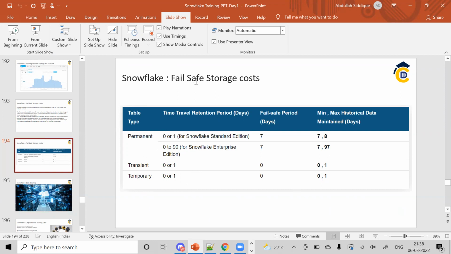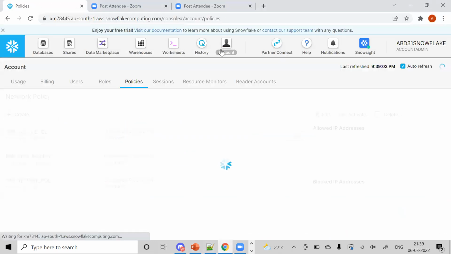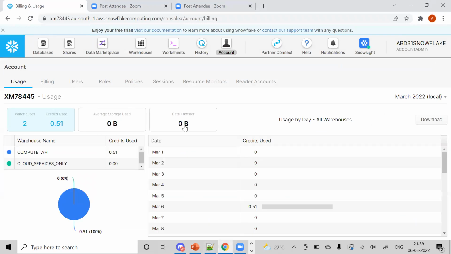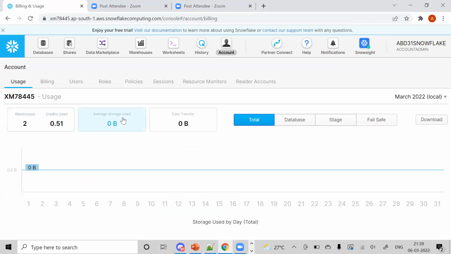So this is why fail-safe storage costs are incurred. And I had shown you where you can see it. If you go to the account and in the usage, this is your storage related costs. So this is the database. This will give you the total, which is the addition of database state and fail-safe. So it is basically backing up your data behind the scenes, right? But only up to 7 days.